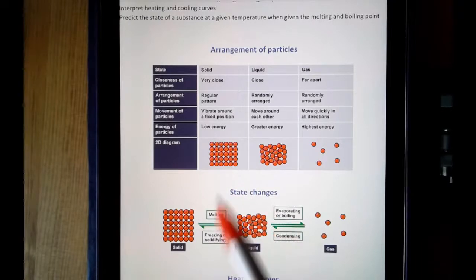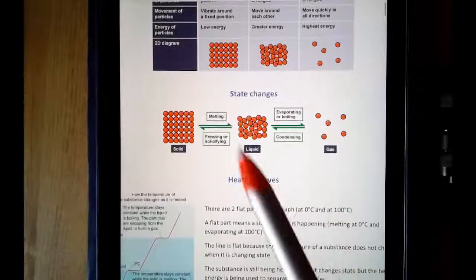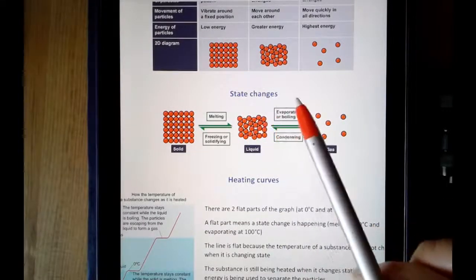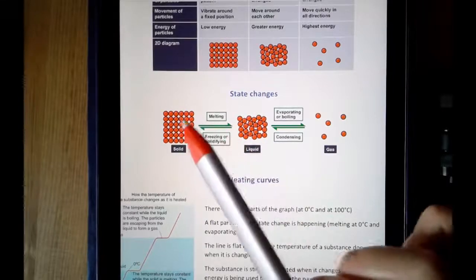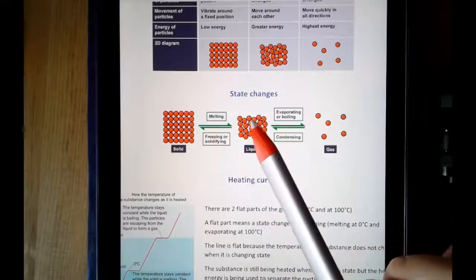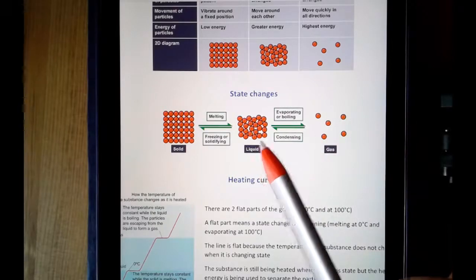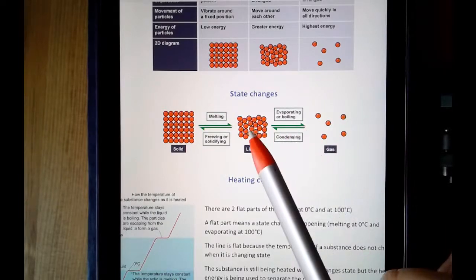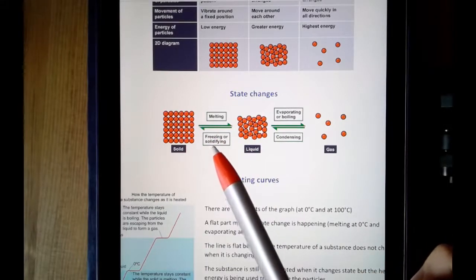If you want to go from a solid to a liquid to a gas, this is called state changes. Okay, so you're changing your state of matter, it's called a state change. And to go from a solid to a liquid, the name of the state change is melting. To go from a liquid to a gas, the name of the state change is evaporating or boiling. To go from a gas back to a liquid, that is called condensing. To go from a liquid to a solid, that is called freezing or solidifying, although freezing is more common.